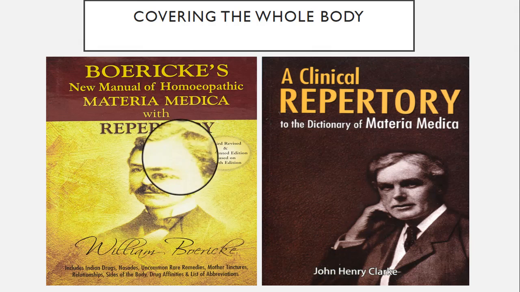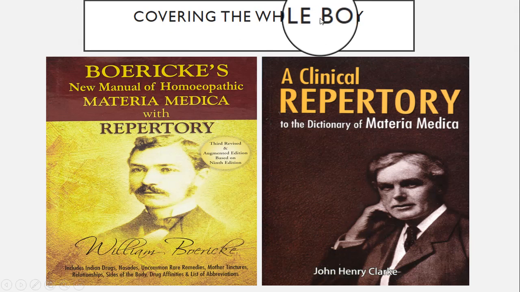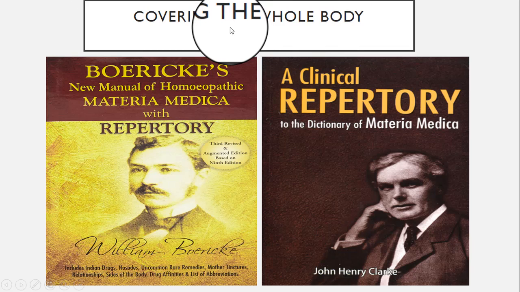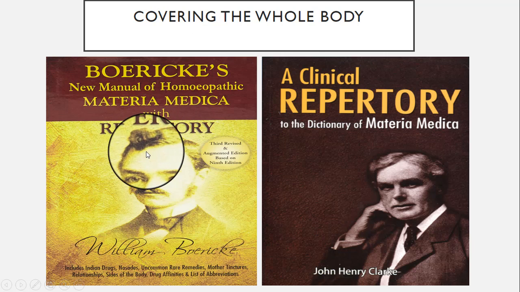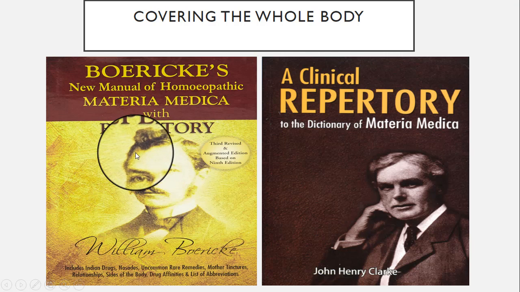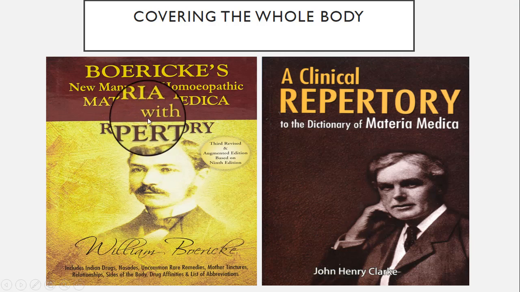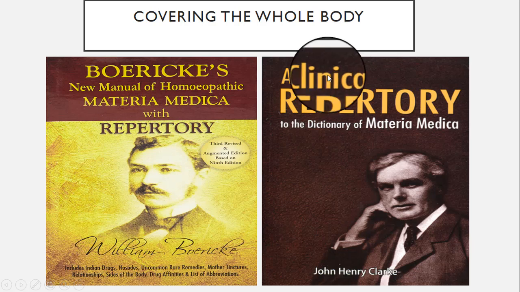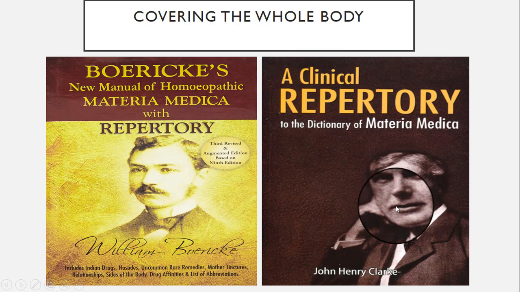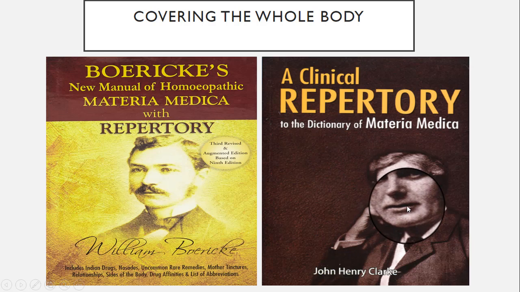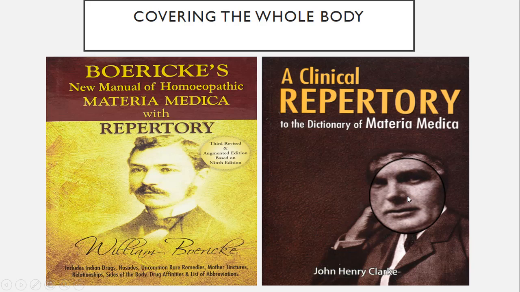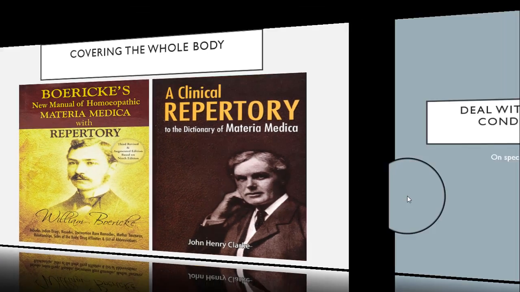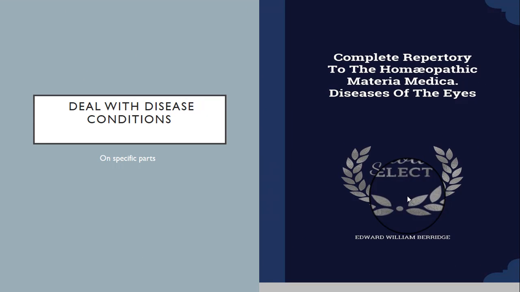The example of this type of repertory, you can see here on the screen we have provided a picture, that is clinical repertory appended to Boericke's Materia Medica, and second is clinical repertory by J.H. Clarke. So these are the examples of repertories covering the whole body under clinical repertories. Now second, repertories which deal with the disease conditions only.